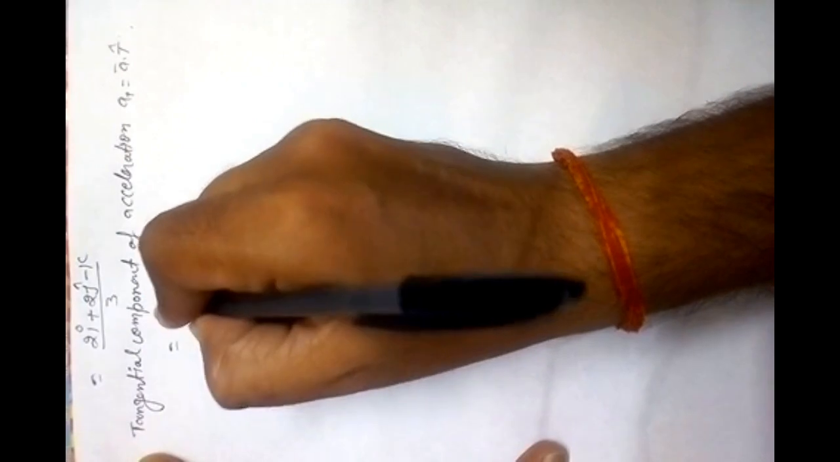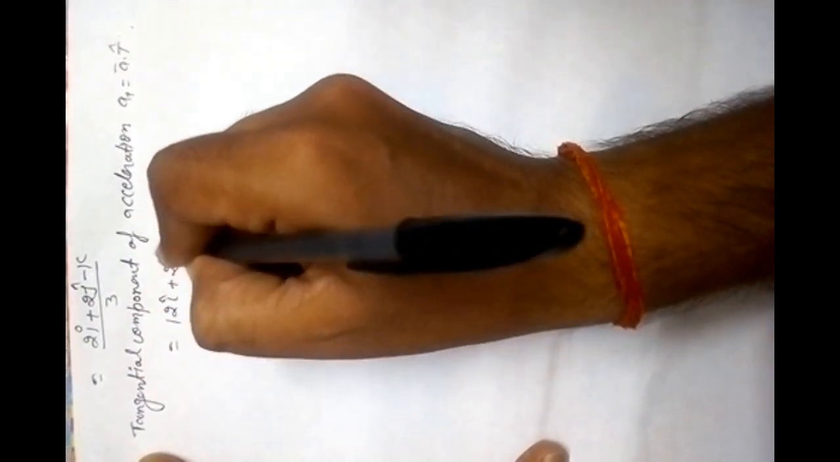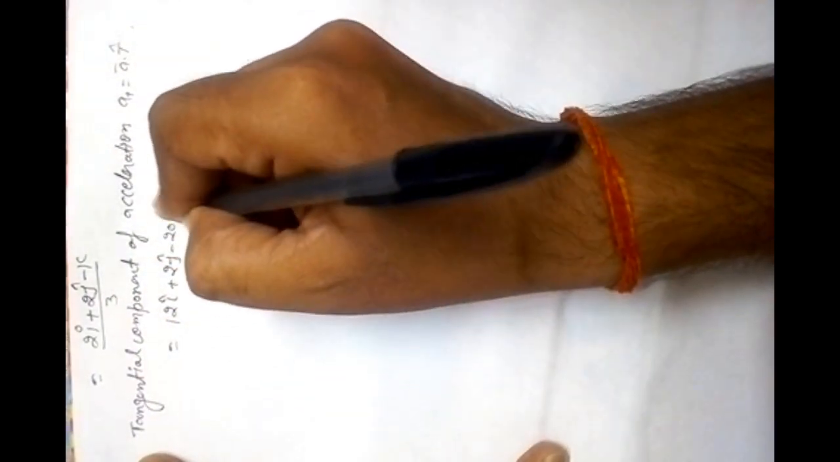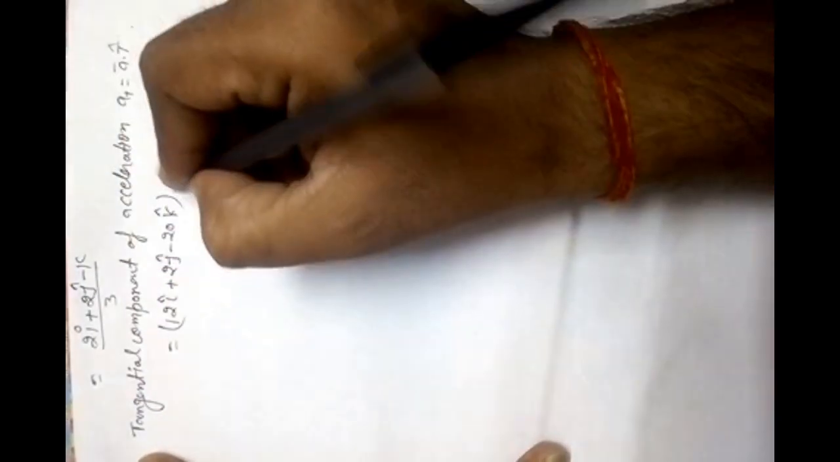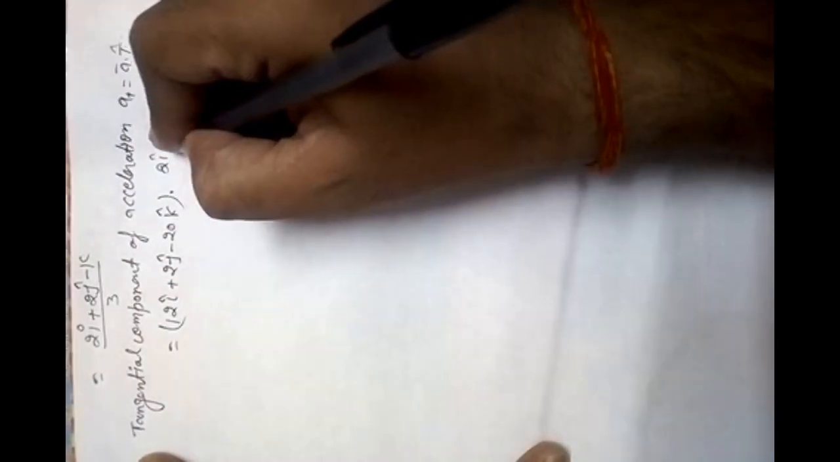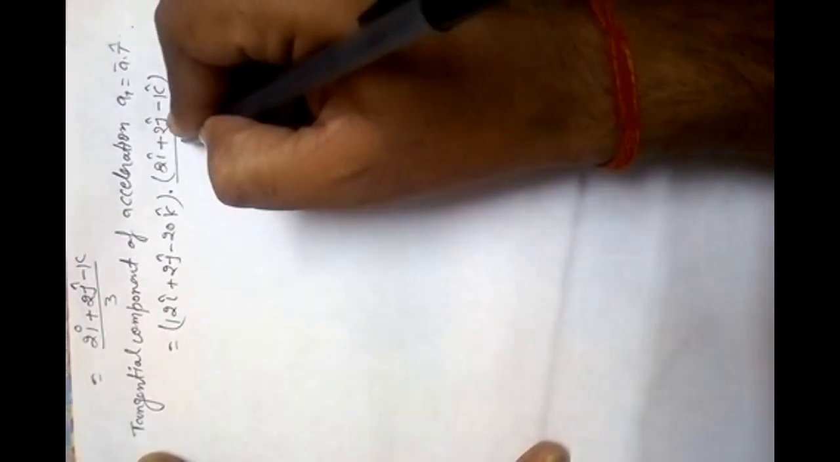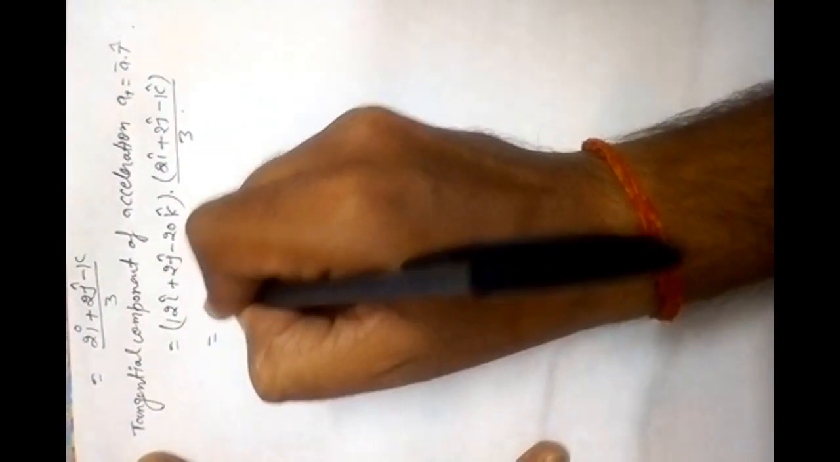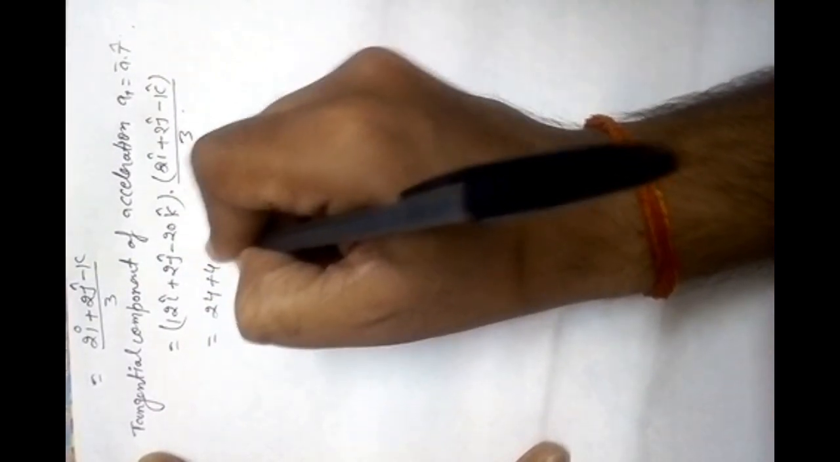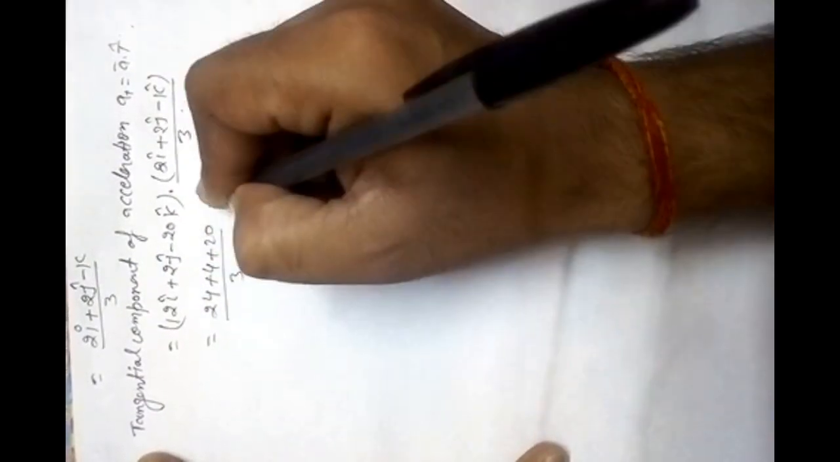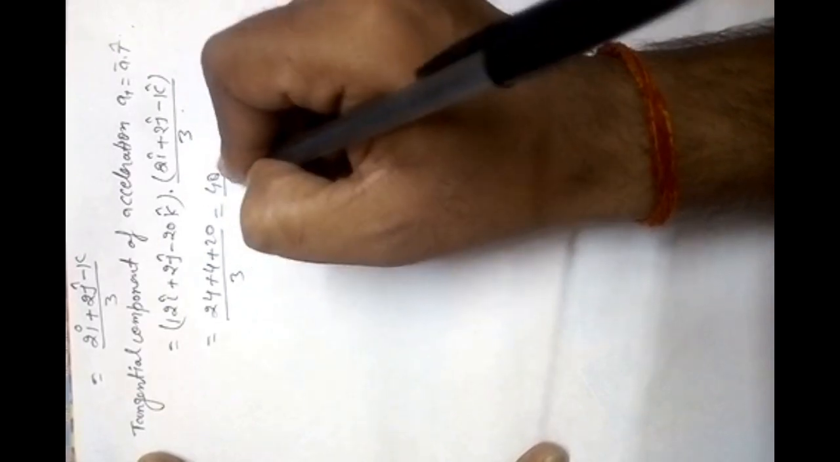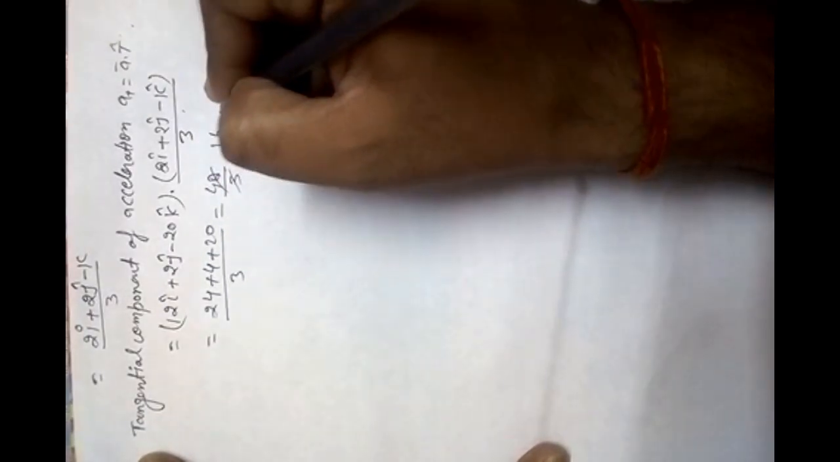The tangential component of acceleration at t is equal to 2: vector a dot t cap, that means (12i plus 2j minus 20k) dot (2i plus 2j minus k) upon 3, so 24 plus 4 plus 20 upon 3, that means 48 upon 3, it means 16. Answer.